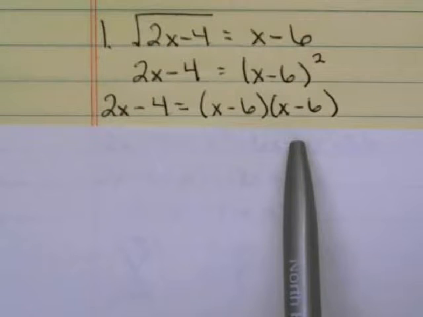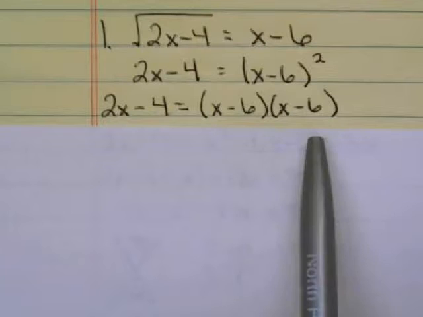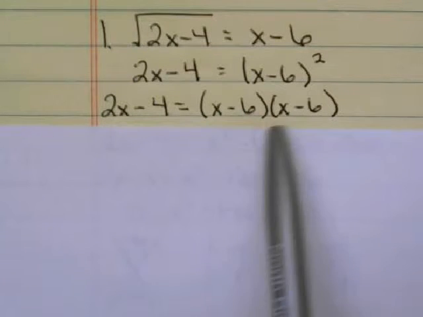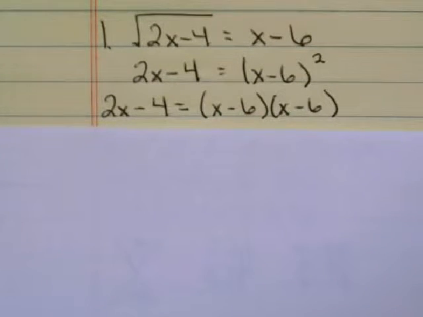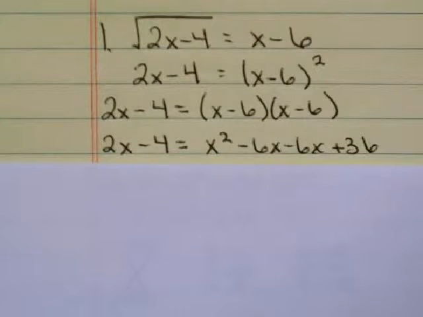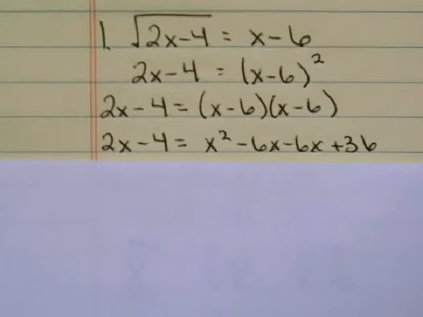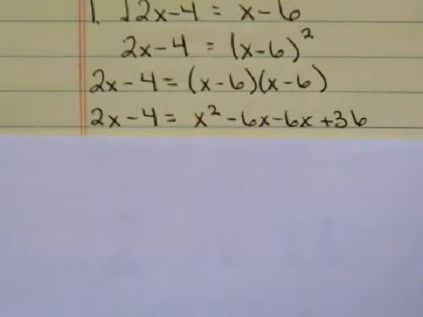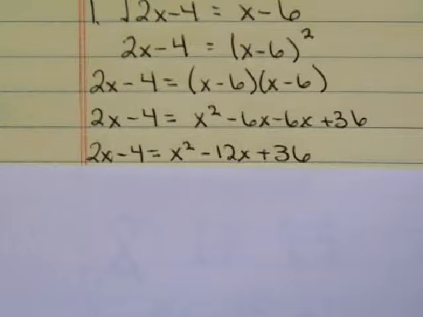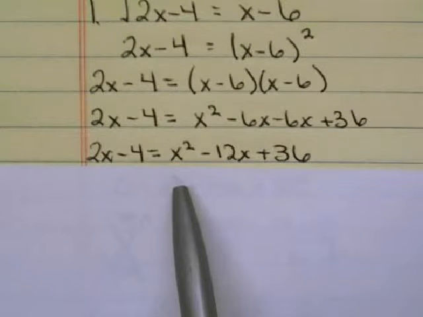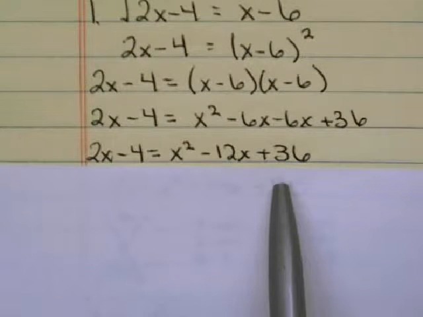So just remember that when you square something, it means you multiply it by itself, so you have to write it out twice. After I do that, I will distribute, or FOIL, as some of you may have learned. You end up with this, x squared minus 6x minus 6x plus 36. And then I'm just going to combine my like terms on the right hand side there. So I get x squared minus 12x plus 36.